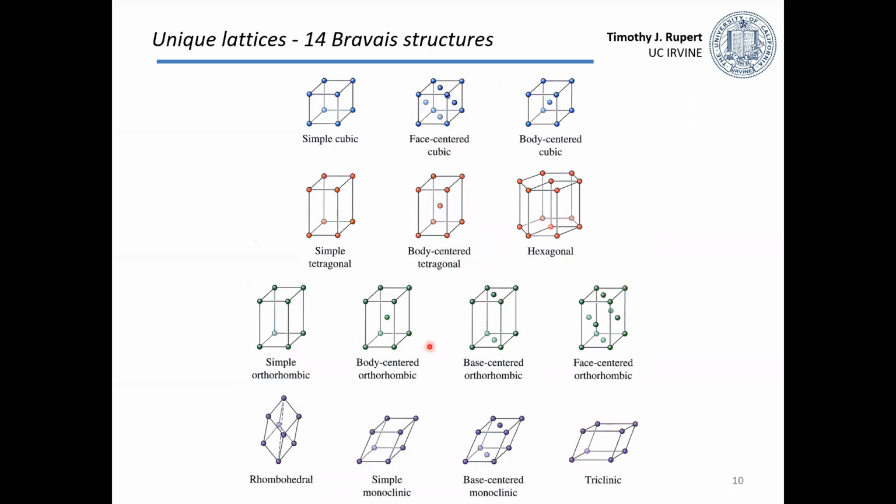You see that some of them have more options than others. For example, orthorhombic has a lot of options. Hexagonal doesn't. Hexagonal, we don't really see those different options. Hexagonal by itself is sort of the interesting structure.